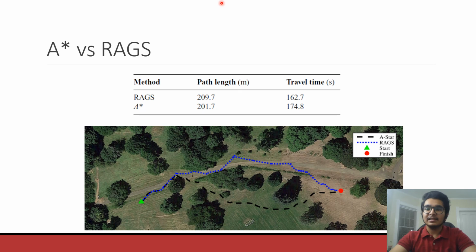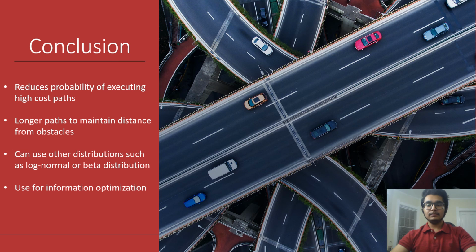And here we can clearly see that the path length for RAGS is higher, but the travel time is lower because it does not have to dynamically change its path always to avoid obstacles, as it's already going through a not very dense obstacle environment. So now let's look into the conclusion that we can derive out of this.